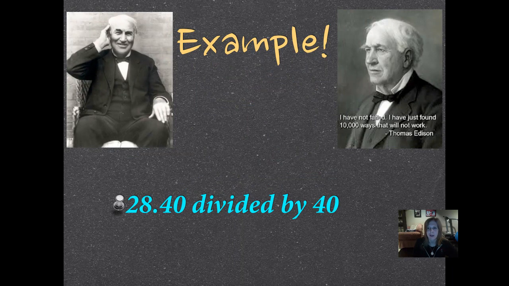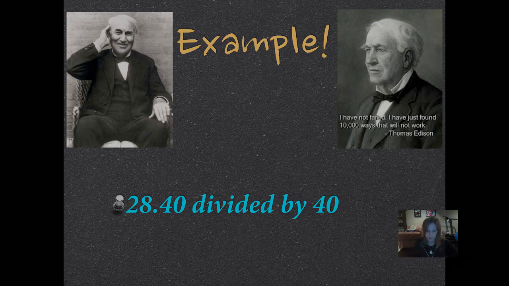Here's our first example. 28 and 40 hundredths divided by 40. Remember, when we're reading a decimal number like that, it's equivalent to the number 28 and 4/10, but if they put the zero there, we need to read it. So 28 and 40 hundredths. Let's go ahead and see how we would work this problem.